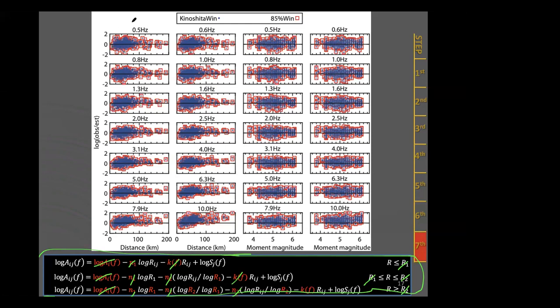So we put the independent variables in the equation and we compare it with the observations. For example, if I put a frequency of 0.5, if I consider Rij to be 50 kilometers and the magnitude to be, I don't know, 5, then it will give me the Fourier amplitude spectra of an earthquake with magnitude of 5 at a distance of 50 or 100 kilometers or whatever I want. And I have those values from observations. So observations minus estimations.